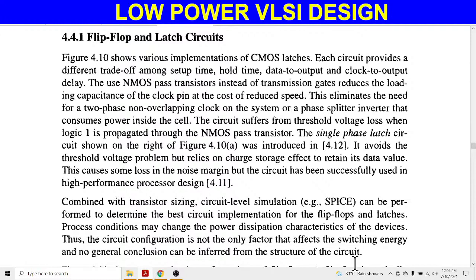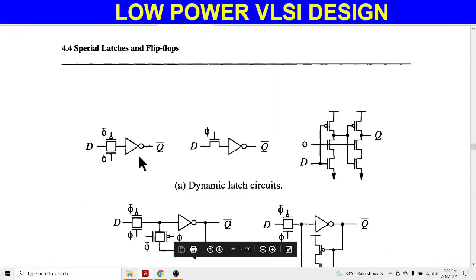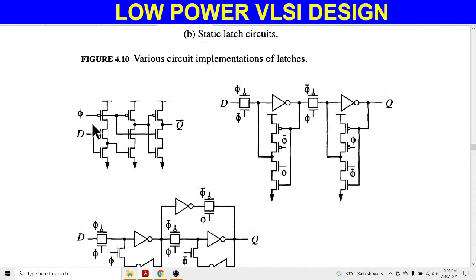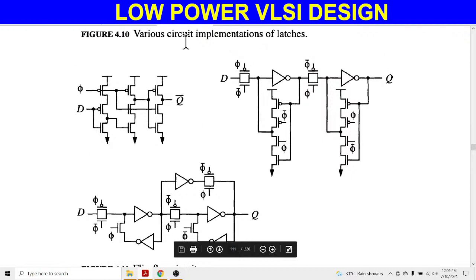When we provide a clock pulse, there are two phases of clock pulse, positive and negative phases. The first circuit that I have represented here is the dynamic latch. This circuit eliminates the need of a dual phase clock pulse. Dual phase means positive phase and negative phase. This one is a latch, this one is a latch, this one is a latch, and this one is a flip-flop. So this first circuit eliminates the need of dual phase clock pulse.